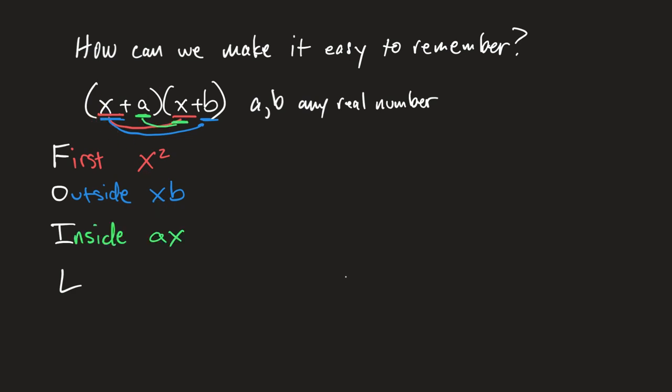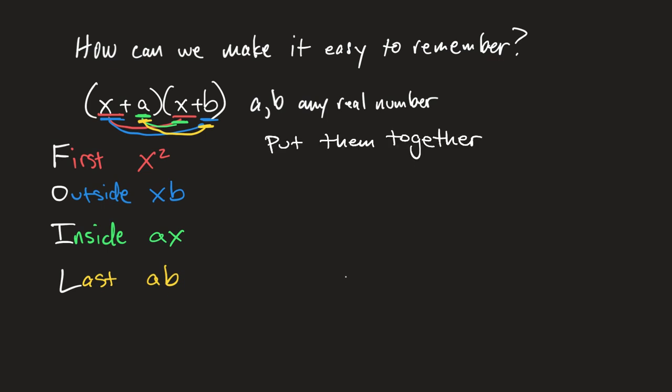Then we take I, which stands for inside. We take these two terms, they're on the inside, they're closest to each other. A times x. All right, we got our color coding here to make it easy to see. So I have ax. And last, we have the word last. L stands for last. I take the last term in the first polynomial and the last term in the second polynomial, and I multiply them together. I get a times b, that equals ab.